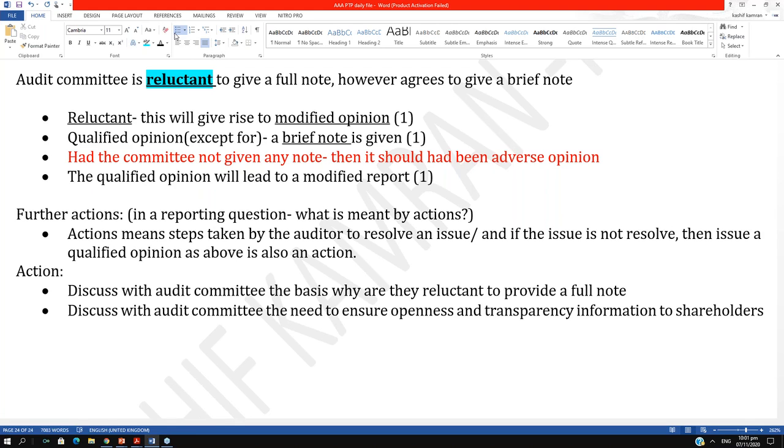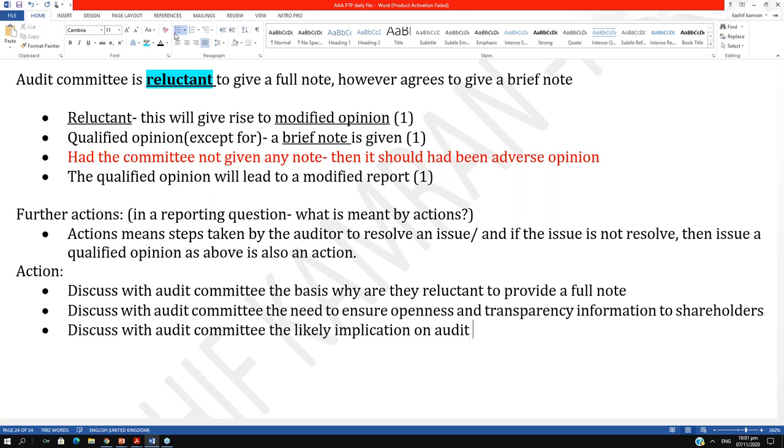Discuss with the audit committee, right? The need to ensure the openness and transparency of information to shareholder. Discuss with audit committee the basis why they are reluctant to provide a full note. And finally, you can discuss with audit committee the likely implications on audit report.